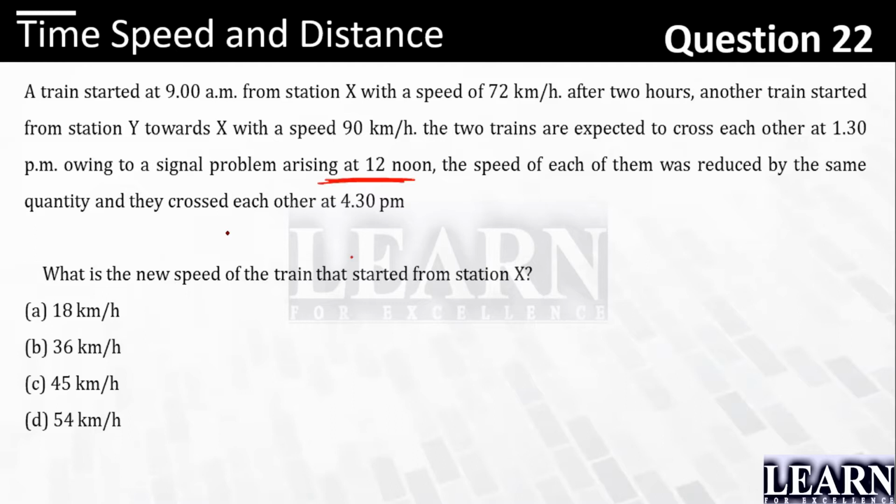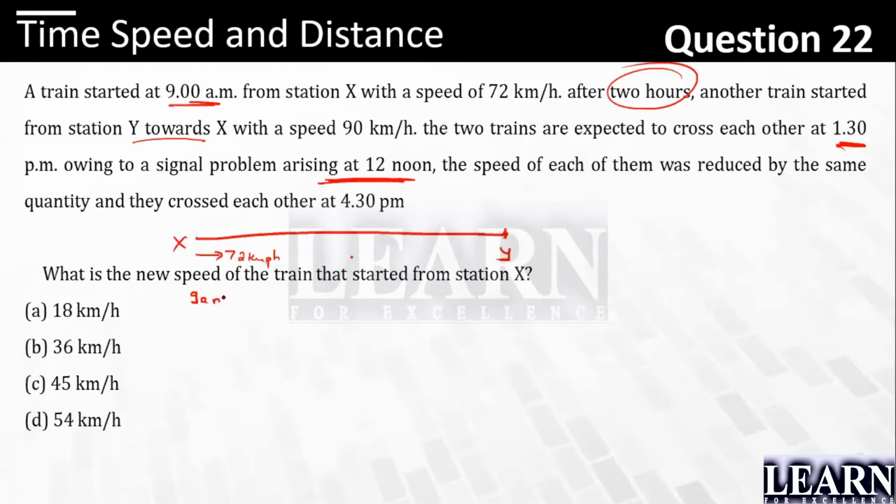Let's try to understand the first case here. They've told 9 a.m. and the time is 1:30 here, and the other point is 2 hours. So please be careful with that. They have told from station X and we have station Y, so we have two stations, X and Y. From station X at a speed of 72 km per hour, the time is 9 a.m.